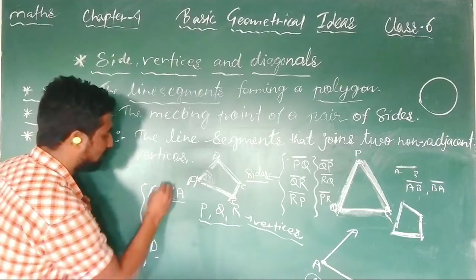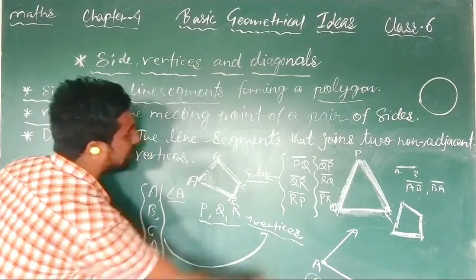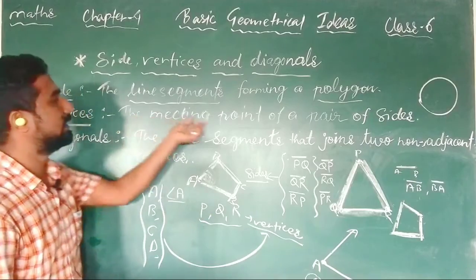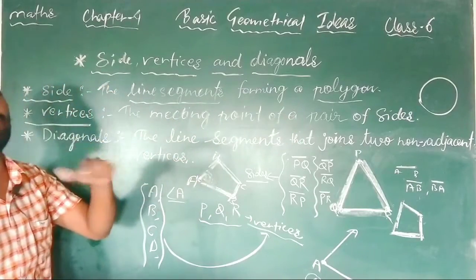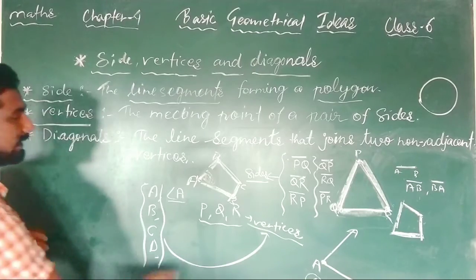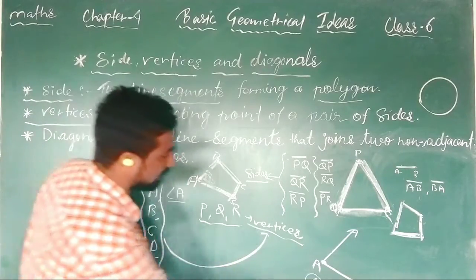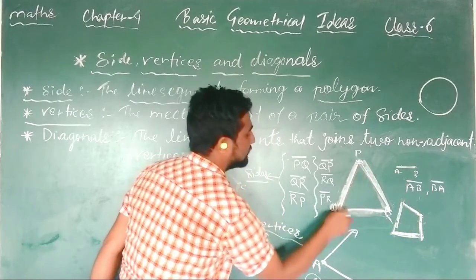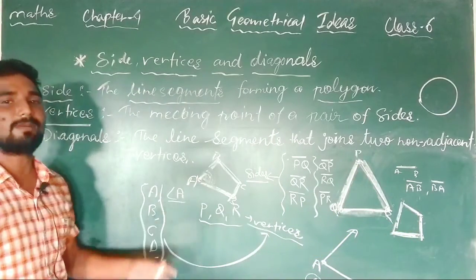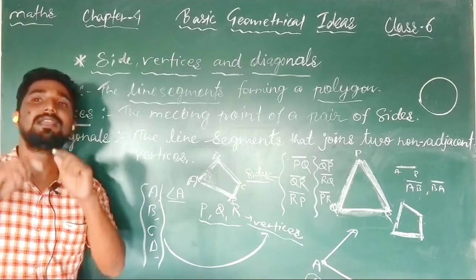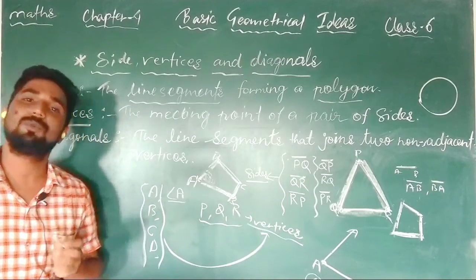So these all are what? Vertices. So you can understand, a vertex is a point where two rays meet. The meeting point of a pair of sides, or where two lines or two line segments meet, is called a vertex. Here these four are vertices, here these three are vertices, and in any diagram where two lines meet at a point, that common point will be called a vertex.